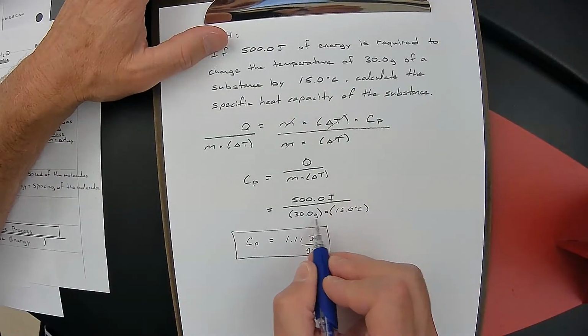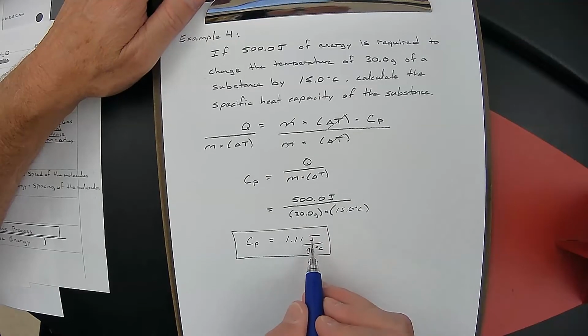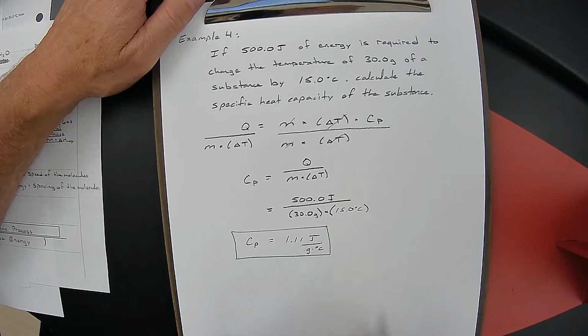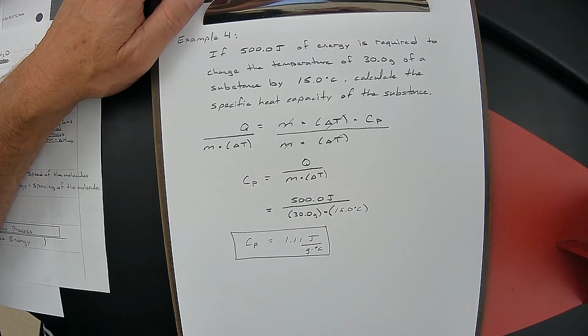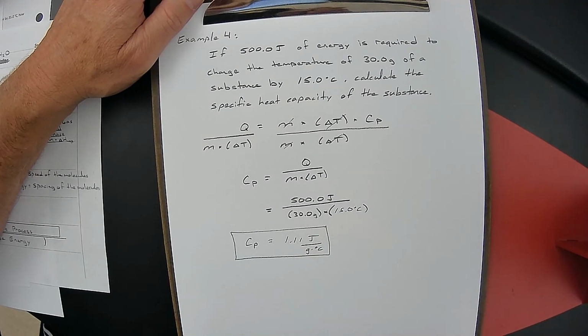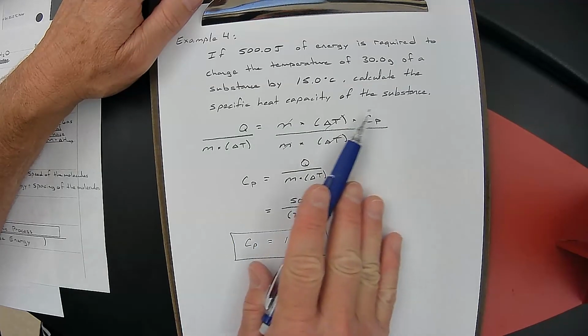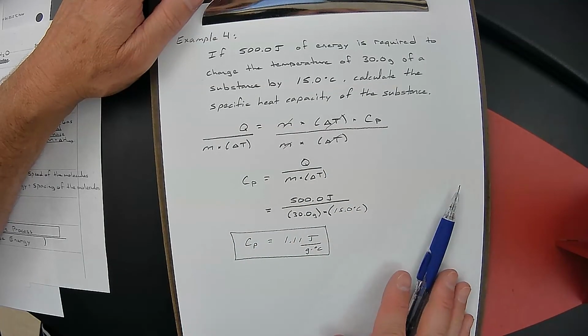The joules and the gram and the degrees Celsius do not cross out, so we have to keep all of those units. And in our previous examples, when we looked up the value of the specific heat capacity, it was in joules per gram and degrees Celsius. So this is an example of solving the equation for the specific heat capacity.